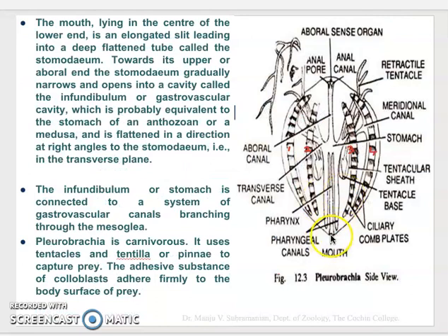Then the mouth, lying in the center on the lower end, has a slit leading deep towards the center. The mouth leads inwards into a laterally compressed tube known as the stomodeum or the pharynx. Its inner wall is greatly folded, and this tube runs up and reaches a narrow tube called the esophagus. This is the esophagus, which in turn ends in a large and flattened stomach, formerly called the infundibulum.